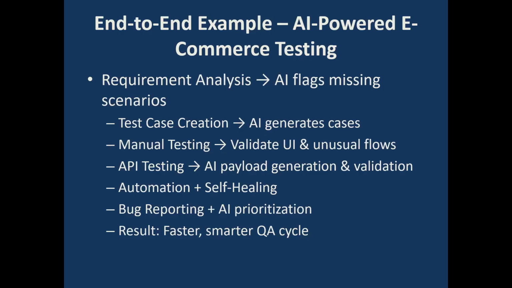Then manual testing, where the tester validates UI and unusual flows. In the API testing part, AI generates payloads and validates responses. In the automation plus self-healing part, scripts are auto-generated and locator issues are fixed. And for bug reporting plus AI insights, AI prioritizes high-risk bugs. So overall the result will be a faster, smarter and AI-powered QA cycle.